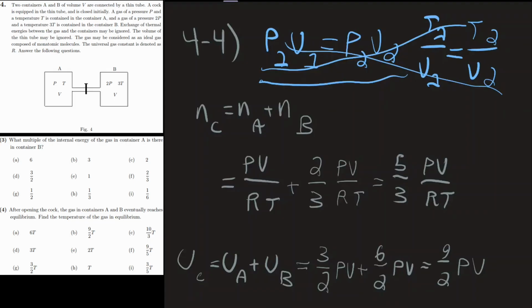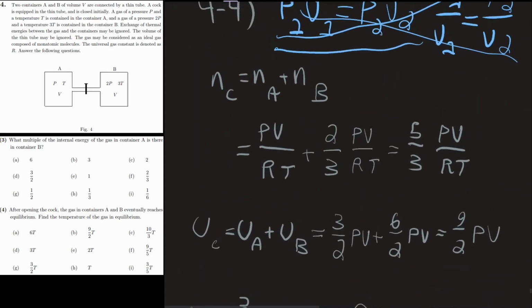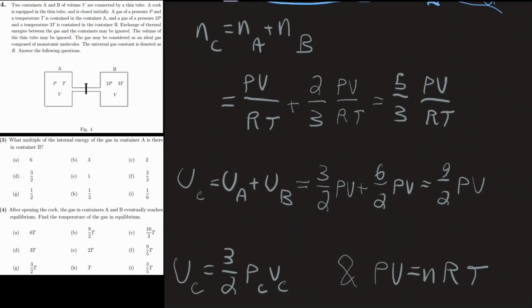So what we want to do is find some of the values for the combined gas. First we find the number of moles in the combined gas. Subscript C here just means combined. We take the moles in A and add them to the moles in B, which we found earlier, and we have that the total number of moles in the combined gas is 5 over 3 times PV over RT. Then we add up the energies of each of the gases to find the combined energy. We already found both of these earlier as well, and we see that it adds up to 9 over 2 PV.